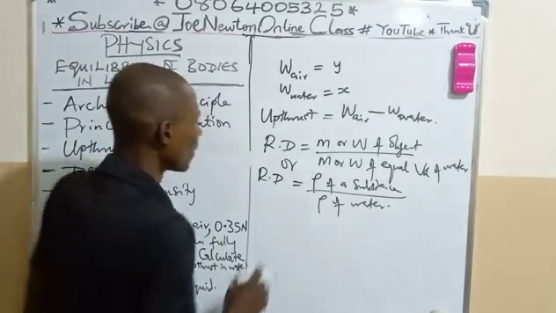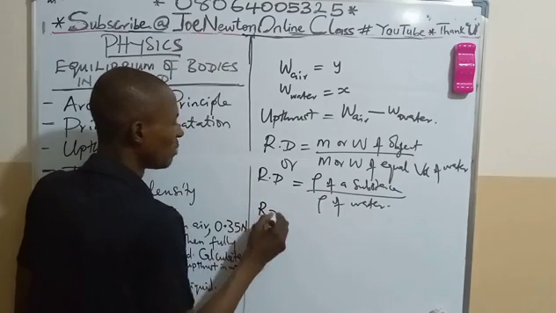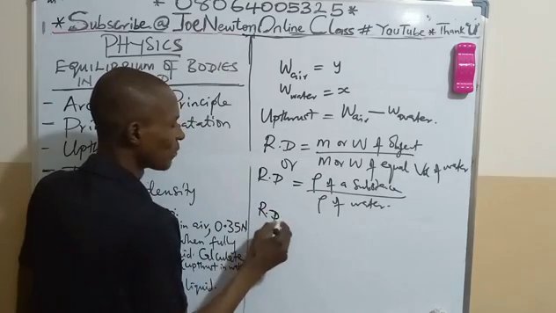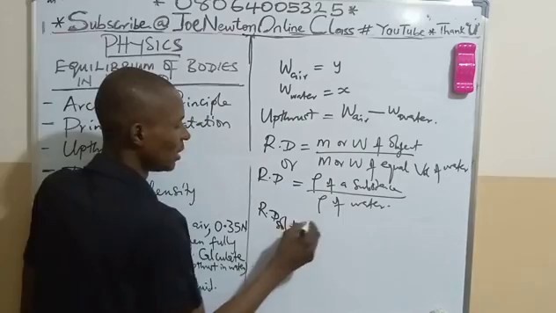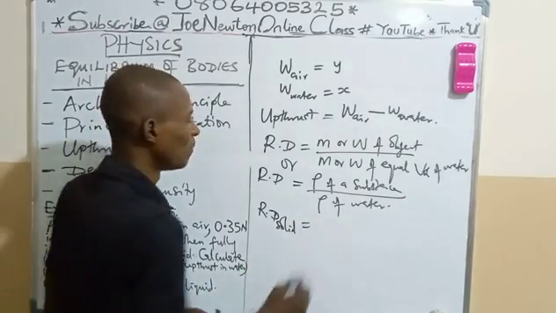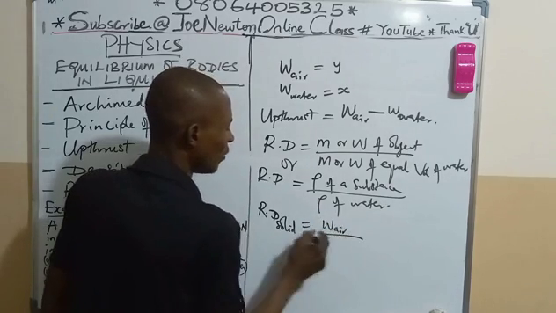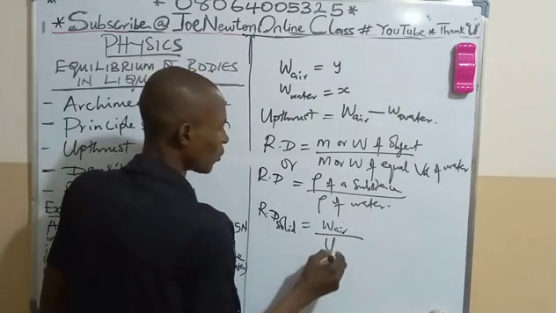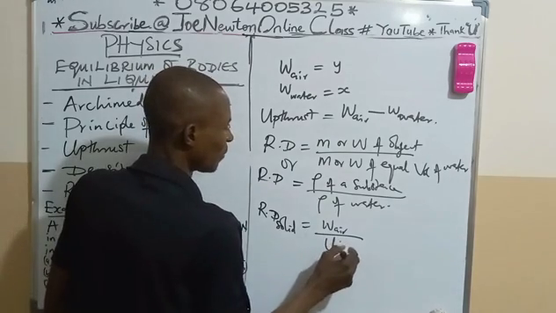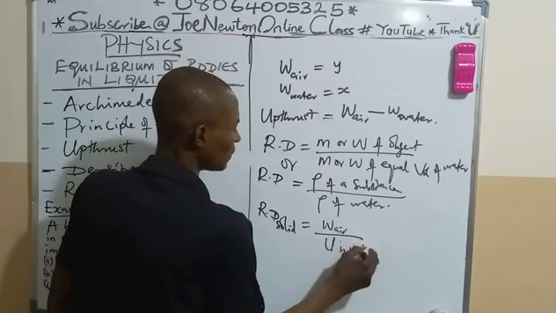An object. Then for solid specifically, in terms of upthrust, relative density of a solid is equivalent to the weight of that object in air over upthrust in water.